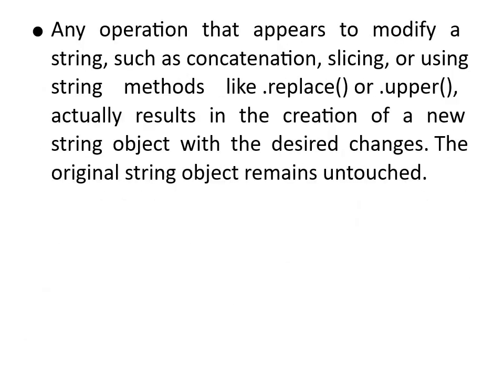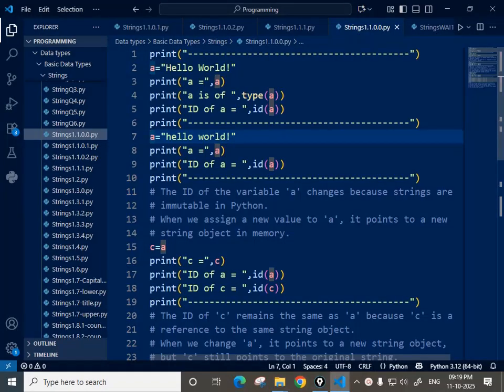Any operation that appears to modify a string, such as concatenation, slicing, or using string methods like .replace, .upper, actually results in the creation of a new string object with the desired changes. The original string object remains untouched and can be accessed with the new object. So they are two independent objects when you try to modify a string. You cannot modify a string. Let's now see the string immutability using a program.